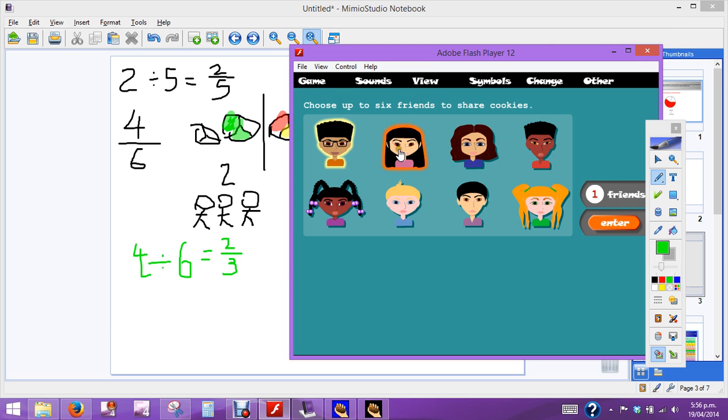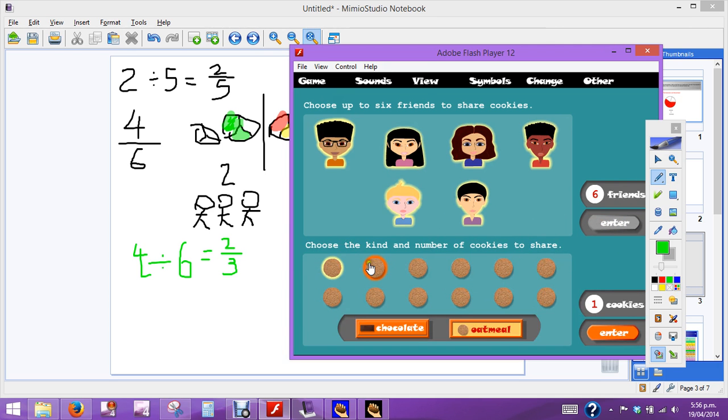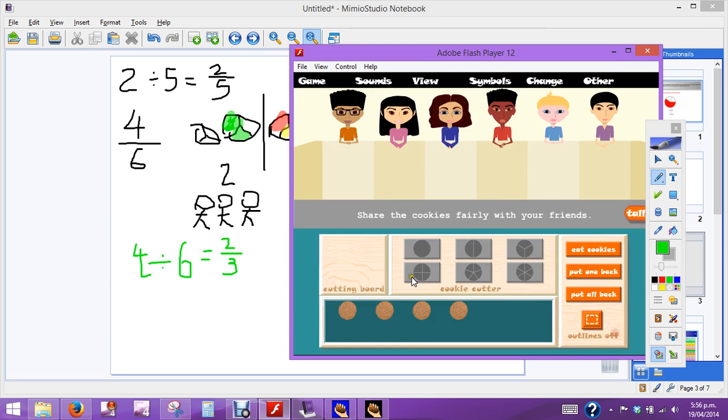So I need 6 mates. I need 3 cookies. No, I don't. I need 4 cookies because I'm dividing them by 6. And let's use the thirds cutter. And I reckon each one of them gets 2/3. So let's just start sharing them out.